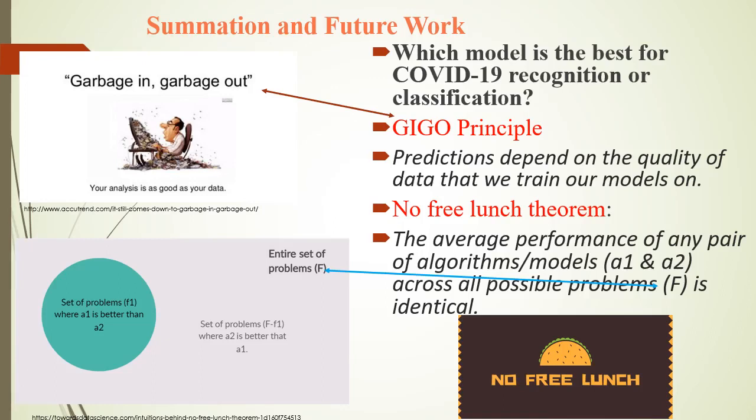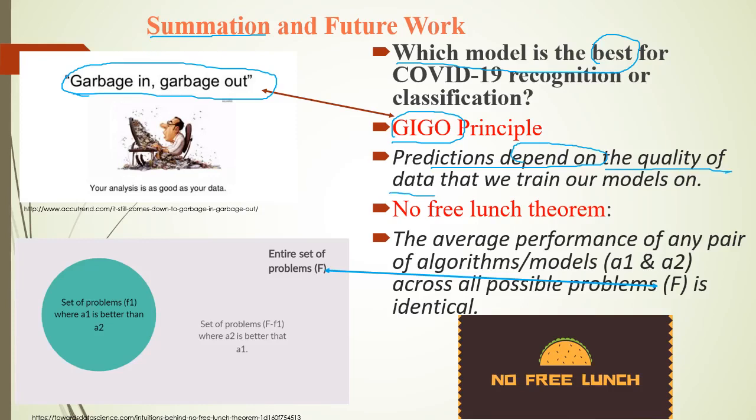So now let's come to the summation of this talk. The attendees may ask which model is the best for COVID-19 recognition. The answer is a bit complicated. Let's first check this Geiger principle, which means garbage in, garbage out. The principle means the prediction nowadays will depend heavily on the quality of the data. So that means the quality of the data influences our AI models.